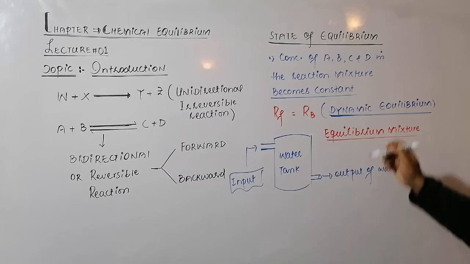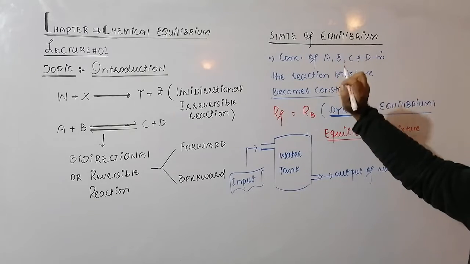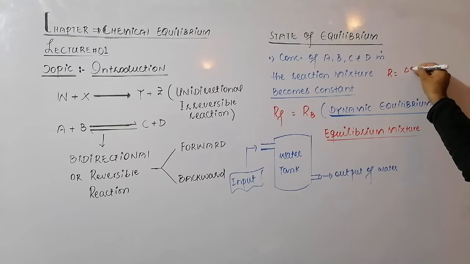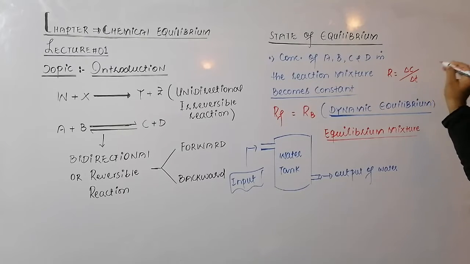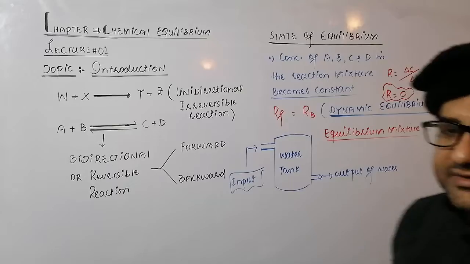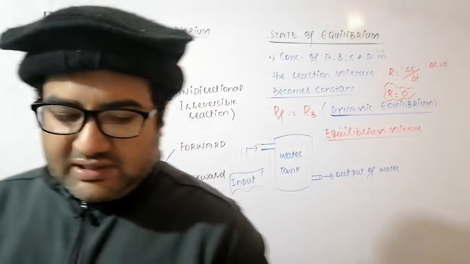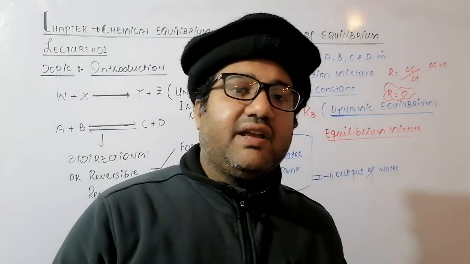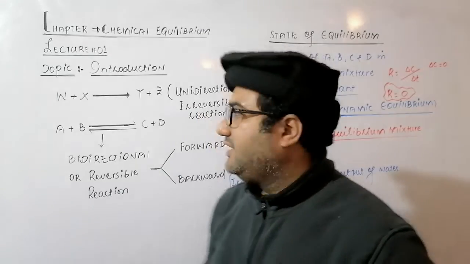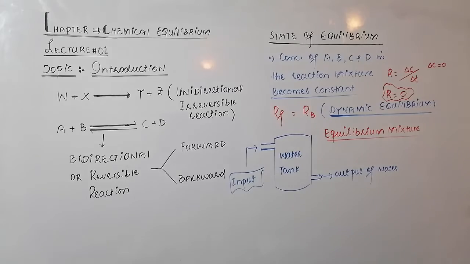And when I say that the concentration of all these species becomes constant, you know that rate of reaction is equal to change in concentration over change in time. Now what will be the net rate of reaction? Because change of concentration is equal to 0, the net rate of reaction at the state of dynamic equilibrium also becomes equal to 0. The rates of forward and backward reactions are not 0, both are taking place, but the net rate of reaction actually becomes equal to 0.